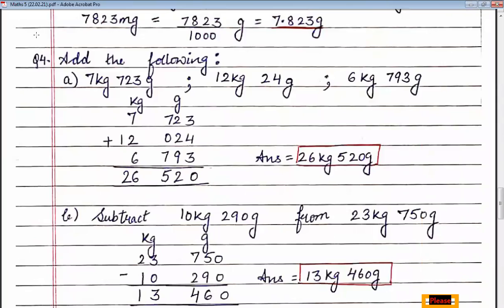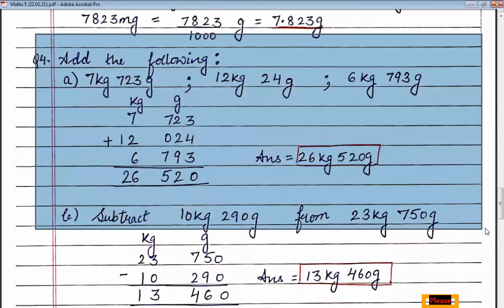It's very simple. You just have to add these numbers. First one 7 kg 723 gram, 12 kg 24 gram, 6 kg 793 gram. Now children, kg you will write under kg and gram you will write under gram. So first one 7 kg 723 gram, 12 kg 024 gram. Because children 1 kg is 1000 gram, so 0 will come.